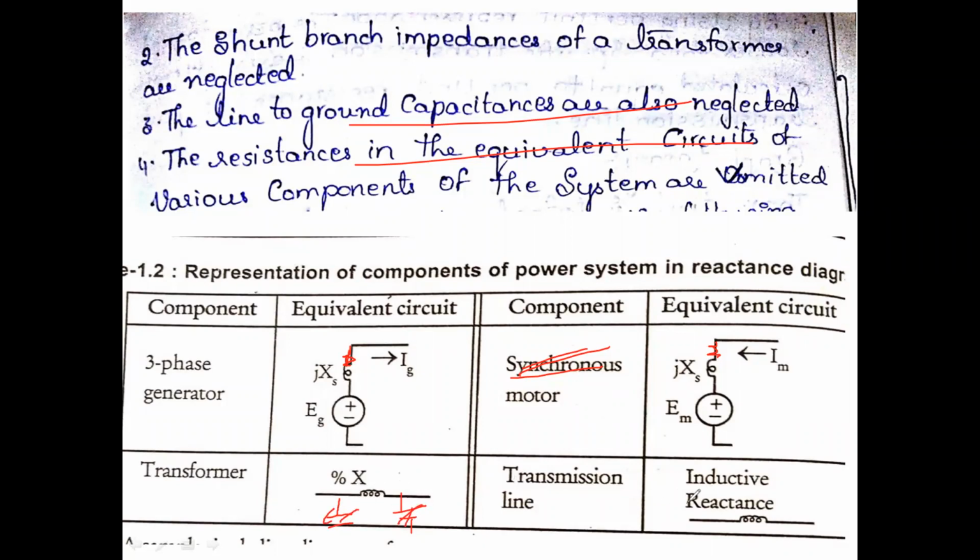This is a transformer. A transformer has a series resistance and a reactance, and this resistance is going to be neglected. For the transmission line, in the impedance diagram we had the capacitance; these capacitances are going to be neglected, and we only take the series element. Therefore, there are two more assumptions: shunt capacitance and resistance are neglected while drawing the reactance diagram, compared with the impedance diagram.